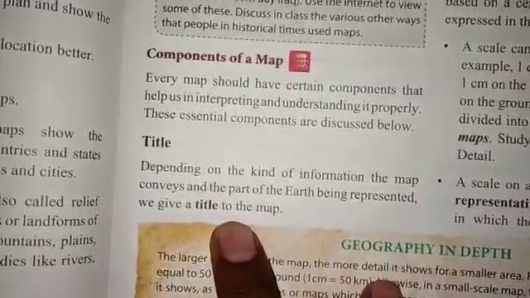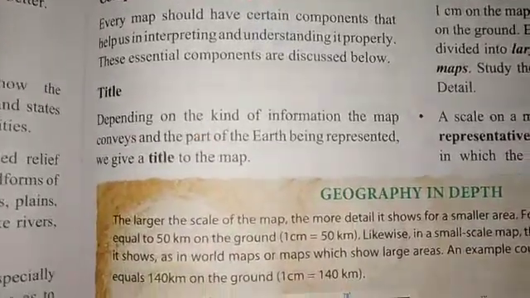So now let us see what are the components of a map. Every map should have certain components. They help us in interpreting and understanding it properly. These essential components are discussed below. So each and every map has some important components which help us to study these maps. The first important component is the title. Depending on the kind of information the map conveys and the part of the earth being represented, we give a title to a map. So depending on the information the map provides us, we give the title to the map.